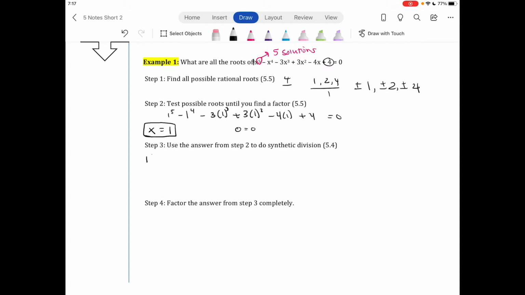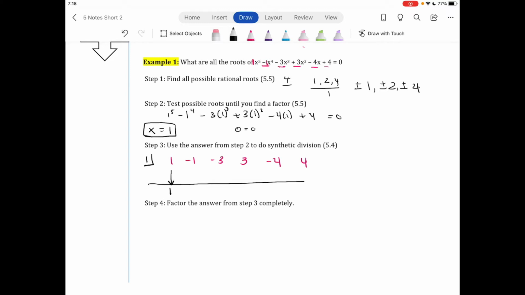Since we know the solution x equals 1 is a factor, we can do synthetic division. The 1 goes in our box. We are going to pull all the coefficients from our original expression, which would be 1, then negative 1, negative 3, positive 3, negative 4, and positive 4. Draw our division line, and we're ready.